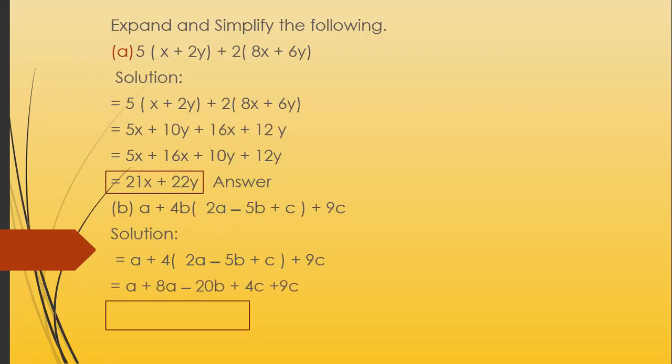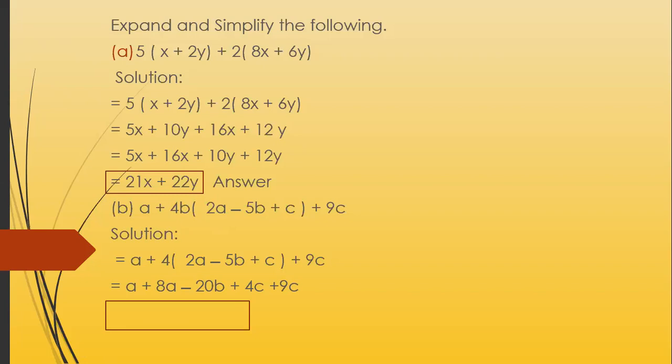We will write a plus 4 multiplied by 2a, it results 8a. Where we have to put the sign of plus as plus of 4 and plus of 2a, results plus sign. Whereas 4 multiplied by minus 5b results minus 20b. When 4 multiplied by plus c, it results plus 4c. And we have to write plus 9c, which is written after the bracket.